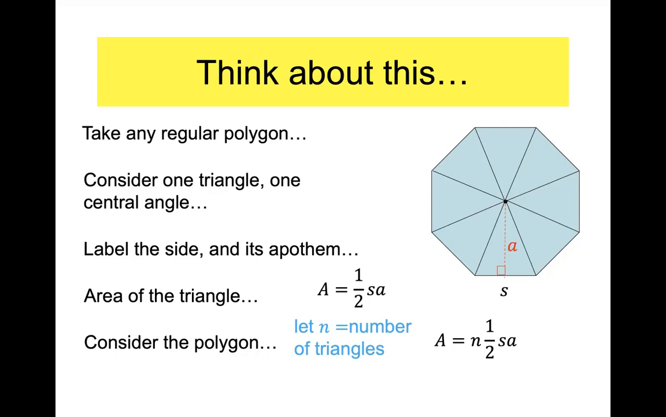So since I let n represent the number of sides, my formula would be area is equal to n times the area of one of those triangles. Now, I'll do a little algebra trick here. I'm just going to move that n next to the letter S. There we go. So it says 1/2 NSA.